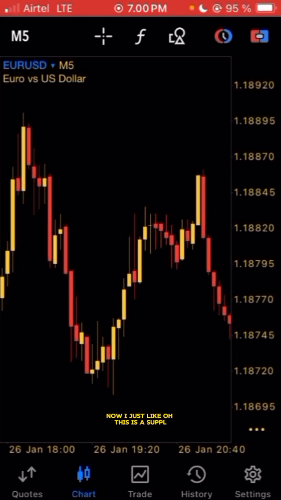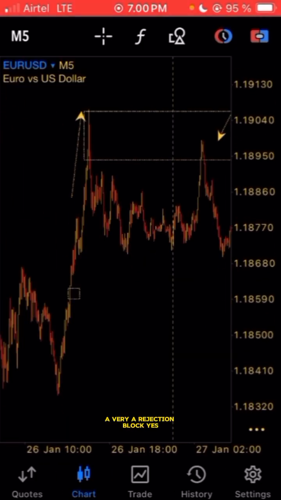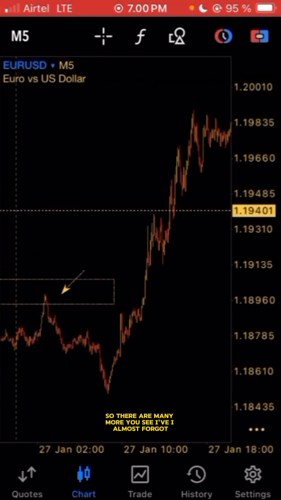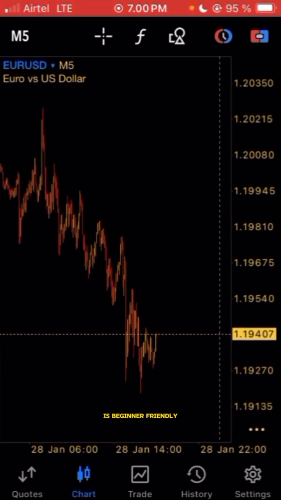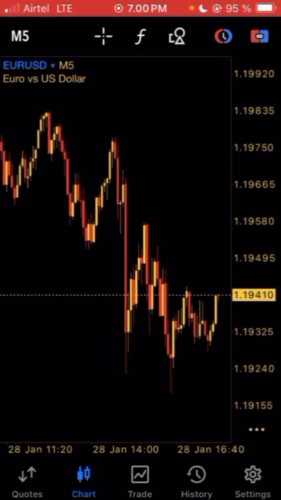Cool. Now I just like, oh, this is a supply zone, a rejection block. Yes, a rejection block is actually one of the zones in advanced price action. So there are many more. You see, I almost forgot the rejection block, and I use it most of the time. It's actually something that always appears on the chart, is beginner friendly and very easy to understand, right? So that is exactly what is in the APA concept, and now I've explained everything and you understand each of them now, and you have that idea of what is going to happen when you join the inner cycle.